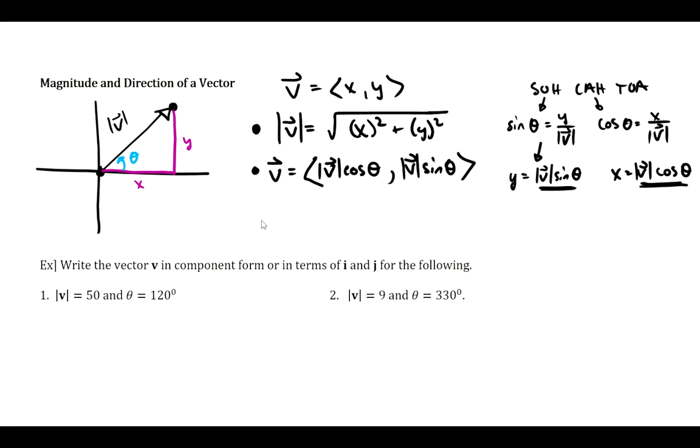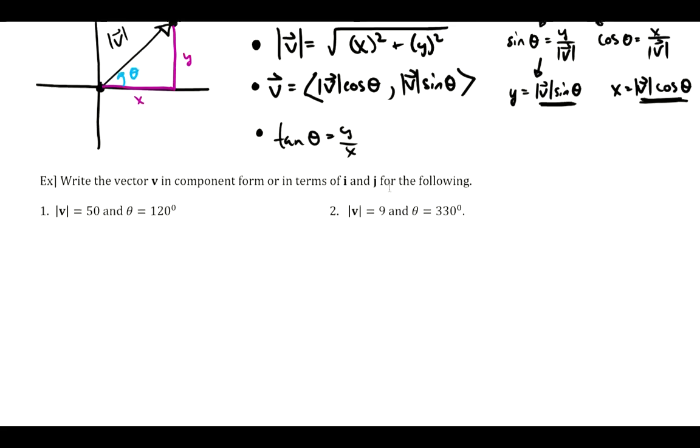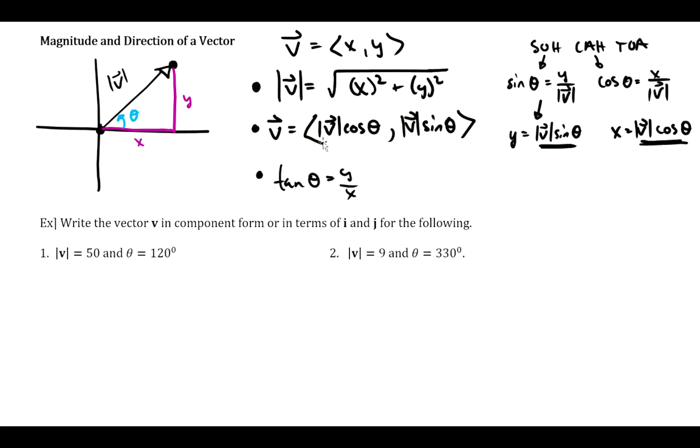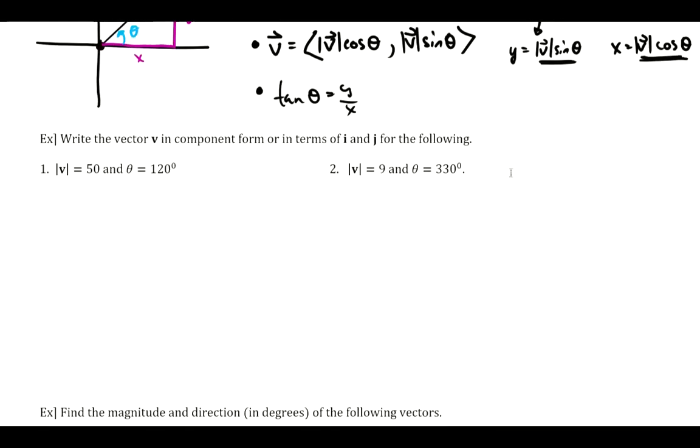One other thing that might be useful, I didn't deal with the tangent part, but just to have it: tangent of theta is y over x if we needed it. That can help us find the angle theta. So again, SOHCAHTOA and Pythagorean's theorem come along, and now we've got these different notations that we can use. If we're writing our vector v in component form or in terms of i and j, it's up to us. I did component form for those.